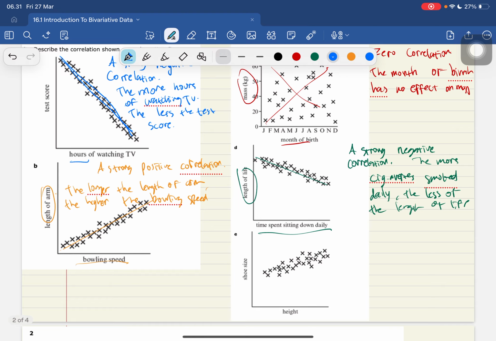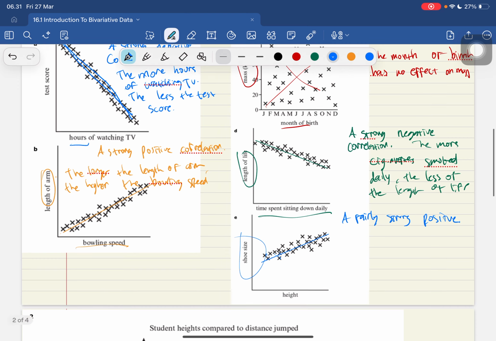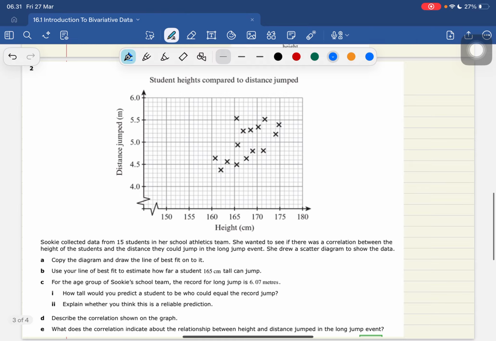Okay, shoe size and then the height. Here also going up. This is not that strong. Yes, okay, we can say strong also, as this is close. We can write a fairly strong positive, okay, strong positive correlation. So usually the taller one is, the bigger the shoe size. Okay, let's take a look at number 2.